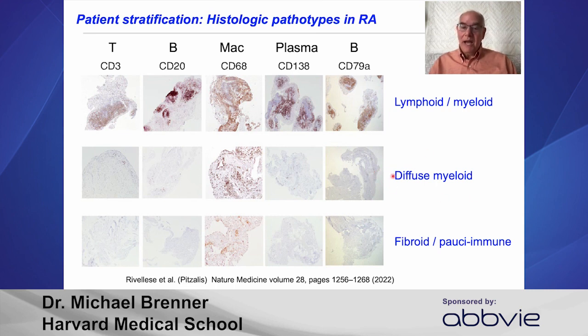In the diffuse myeloid pathotype, there aren't many T cells or B cells, but there are a lot of macrophages. And then in this fibroid or pauci-immune pathotype, there aren't many T cells and B cells. There really aren't many macrophages either. There are a few macrophages, they're not so striking. But this is a phenotype mostly characterized by fibroblasts.